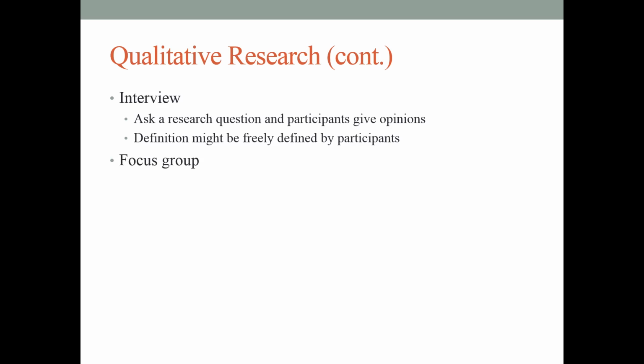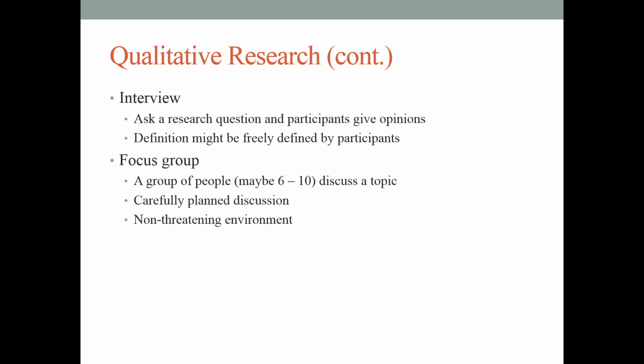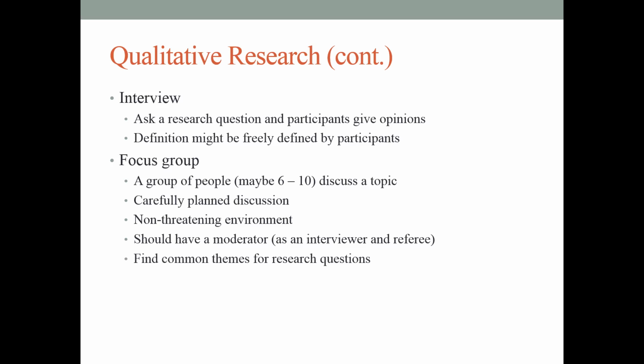Sometimes we use a focus group, maybe a group of people between 6 and 10 who discuss a topic, and you carefully plan the discussion. Again, this discussion has to be structured. And not only structured, they need to have some guideline to follow. And of course, it has to be a non-threatening environment, so the people are free to speak their mind. And they should have a moderator as an interviewer and a referee, and find common themes for research questions.